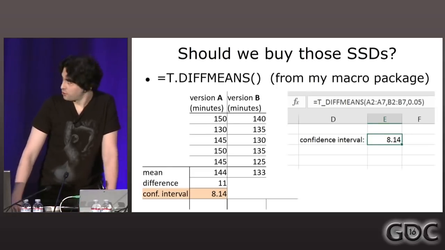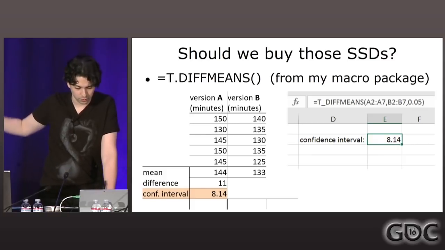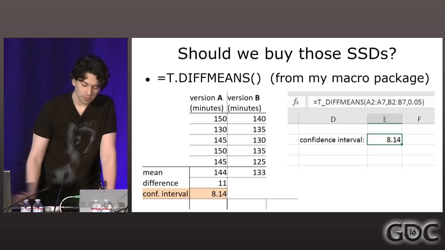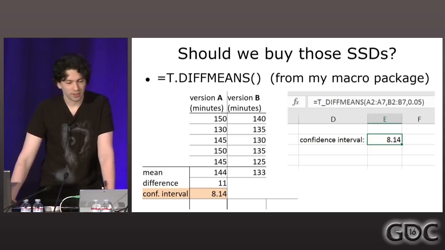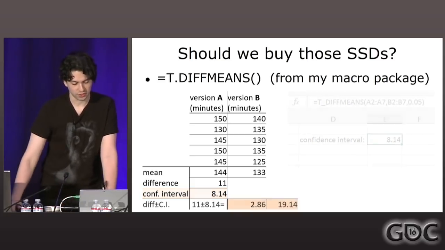We calculate that give or take using this macro that I'm giving you at that slide, at that URL that I showed you earlier, and we'll show you again. In this case, it pops out a number, 8.14. That means that the actual difference in build times is, with 95% certainty, somewhere between 11 minutes minus or plus 8 minutes, which is to say somewhere between about 3 and 19 minutes.